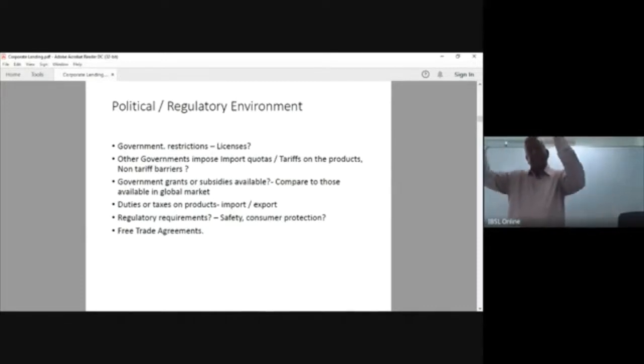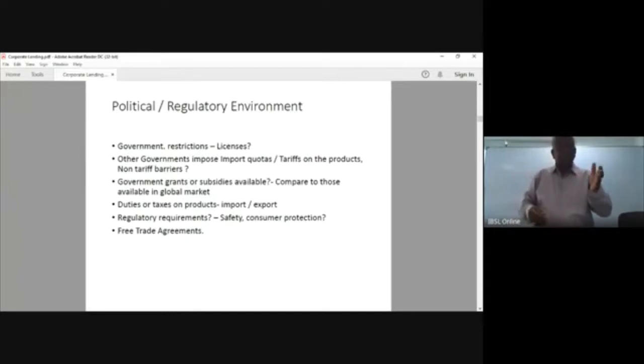In the international market, the global market, their cost of production will be lower than ours. So they can compete very well in the global market. Why? They are getting better subsidies, better grants from their government. So you must look at that: government grants or subsidies available compared to those available in the global market.